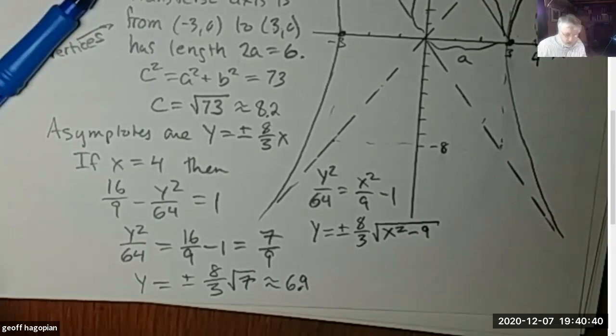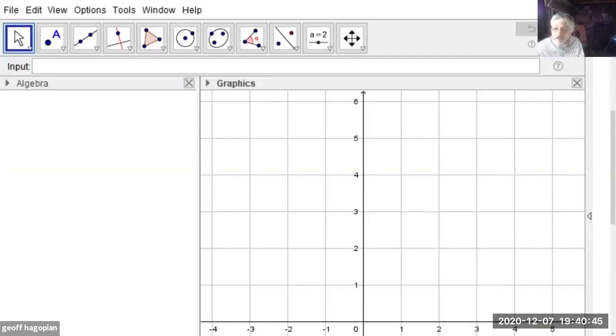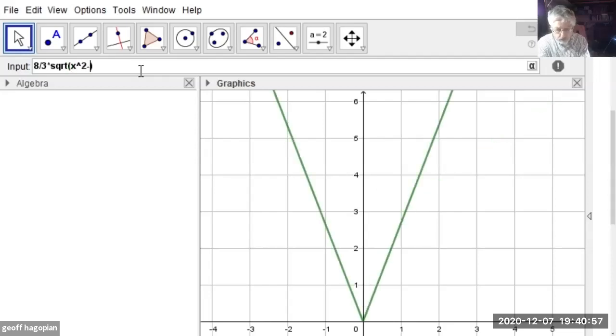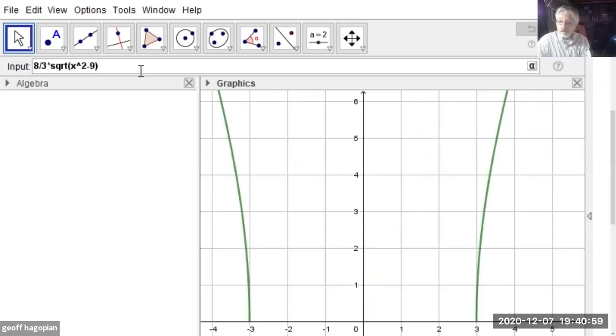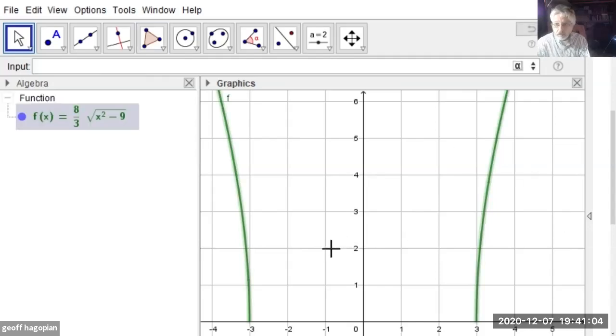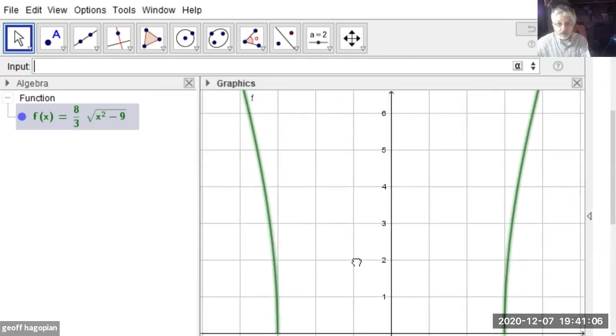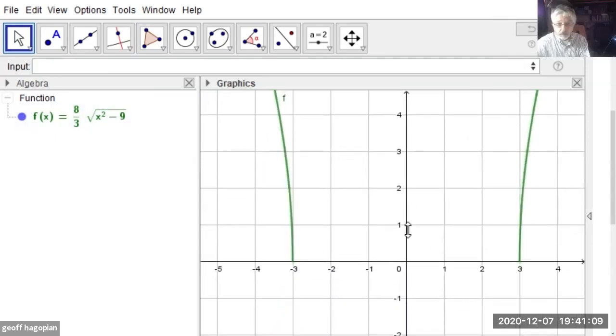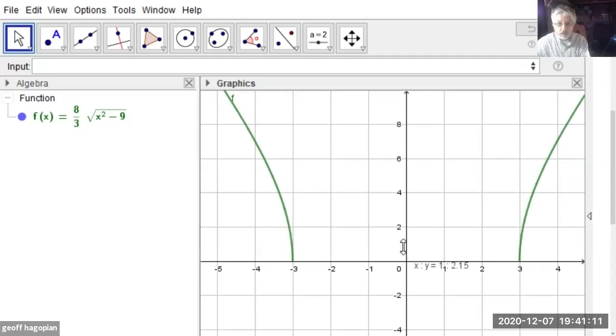So let's enter in those in GeoGebra. So I've got positive 8/3 times the square root of x squared minus 9. Oh, looks pretty good, huh? So that's the upper half, right? We don't see any curve down below. We could scale this so we see, yeah, a little bit better.